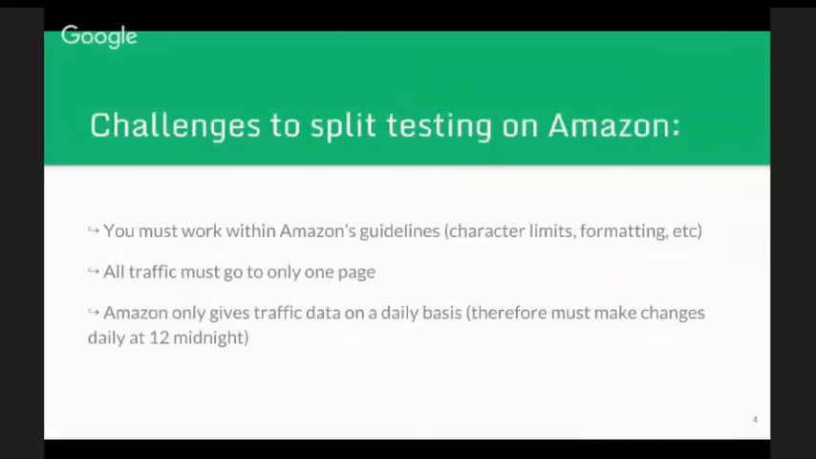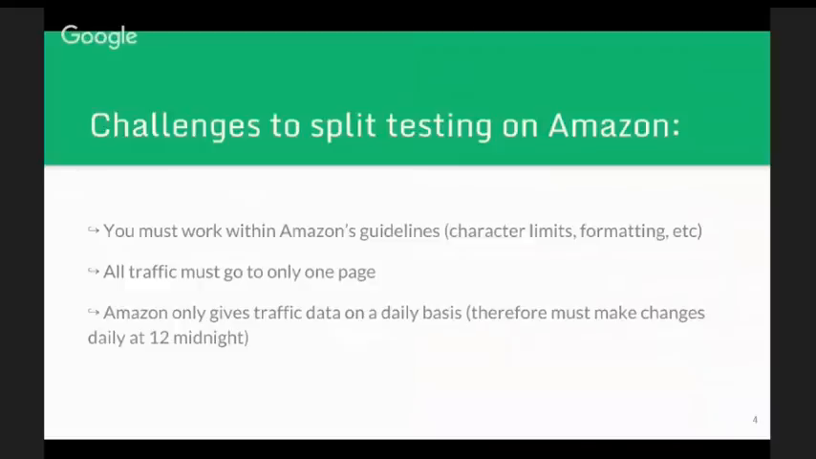Like I said, we have to work within Amazon's guidelines. As a lot of you know, on Amazon listings there is only so much we can change. We can't change Amazon's logo in the top corner to our logo. The things we can change are our title, our pictures, our bullet points, our description, and so forth. Like I was saying earlier, we can't send some traffic to one page and send the next visitor to a different page.